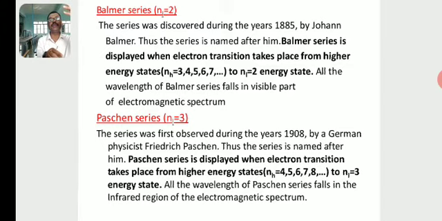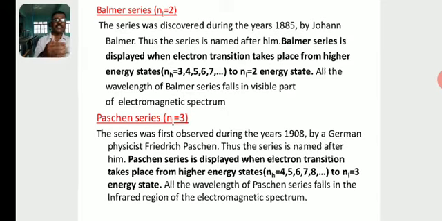from higher energy orbit to second orbit. What about the photons which are emitted during the transition of electrons from higher energy orbit to second energy state? Corresponding to the wavelength of visible light. So, Balmer series falls in the visible part of the electromagnetic spectrum.